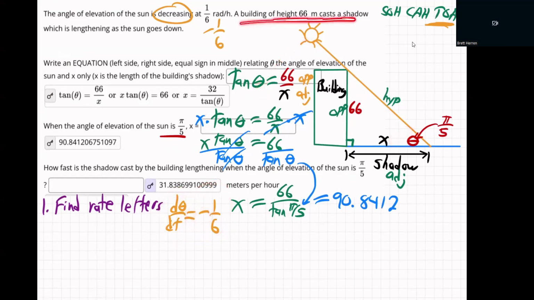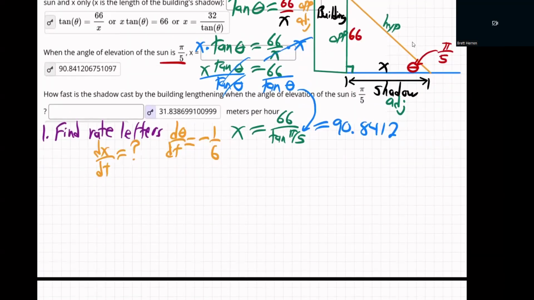Okay, what other rate do they speak of? No more rates. This is the height. And keep reading. How fast is the shadow cast lengthening? So they want to know dx dt because x is the length of the shadow. And they want to know how fast it's changing over time. So those are the two rate letters. So you identify those first off.